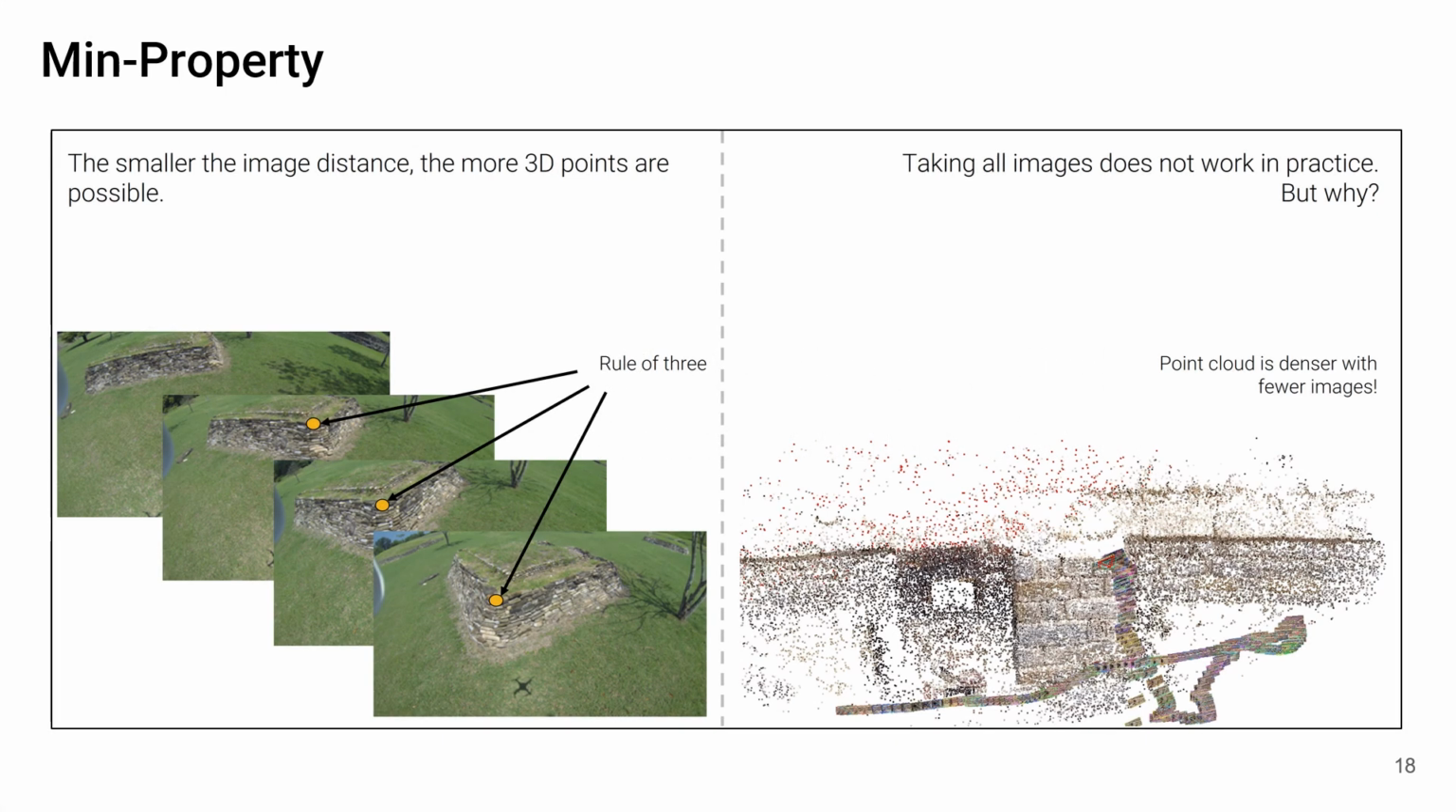It is certainly logical to assume that we will obtain more 3D points the smaller the image distance is. That is more or less what the rule of 3 suggests on the left side. The smaller the distance, the greater the overlap, and the more points are possible. However, when we look at the practical aspect on the right side, we see that it doesn't work that way.